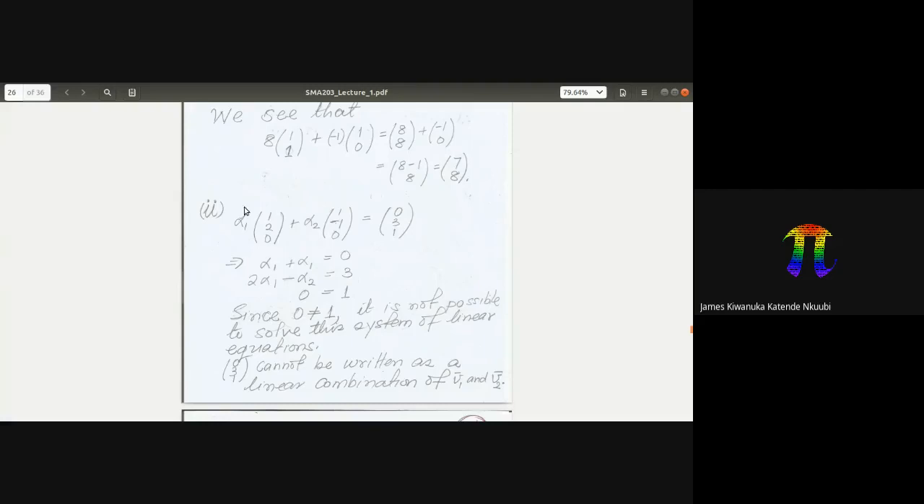So this means that it is not possible. We have tried to look for the scalars, but we end up with an impossible situation where 0 is equal to 1. So it is not possible to write this vector as a linear combination of v1 and v2. That's the conclusion we come to, because when we try to do that, we end up with a contradiction. So 0 is not equal to 1.